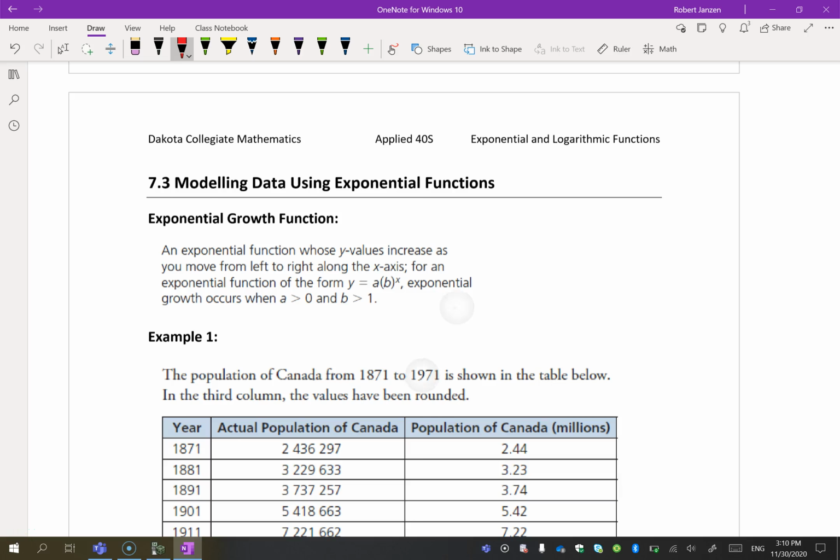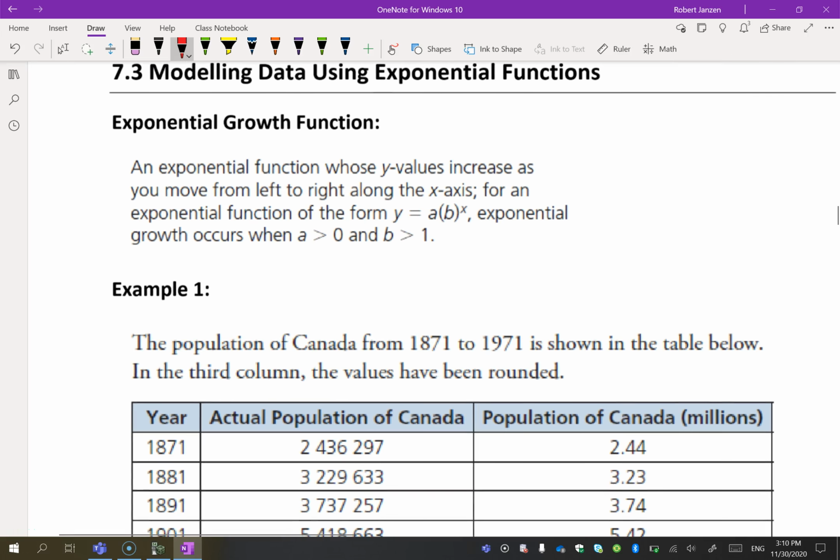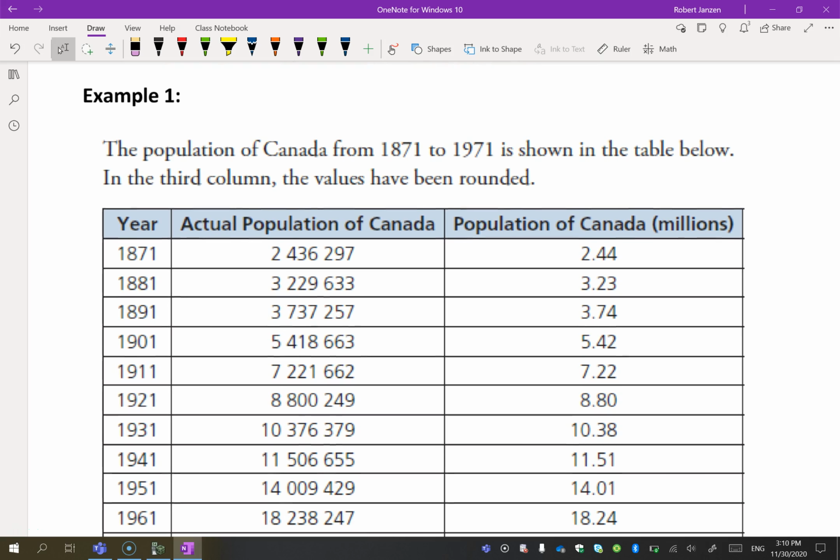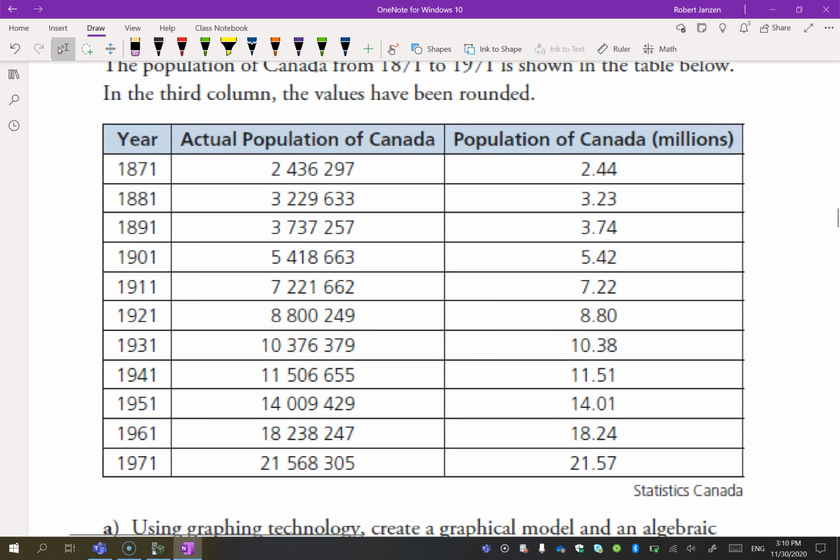All right, now that we have an idea of what an exponential function looks like, let's look at a more specific example. We're given a bunch of data here. What we're going to do is enter this into the calculator, but let me quickly explain something.